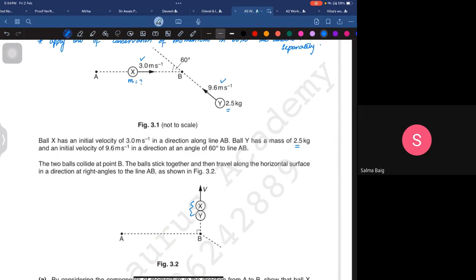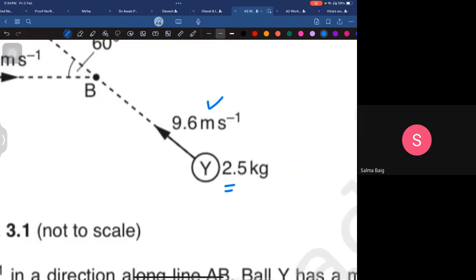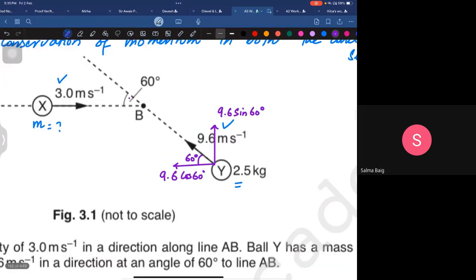Now, the first thing I would do, if I were you, is create the components. How would I do that? I'm going to put it like this. I'm going to put it like this. And this 60 degrees is this 60 degrees as well, because these are corresponding angles, which means this is going to be 9.6 sine of 60, and this is going to be 9.6 cosine of 60. If somebody has a question how I did this, please let me know.